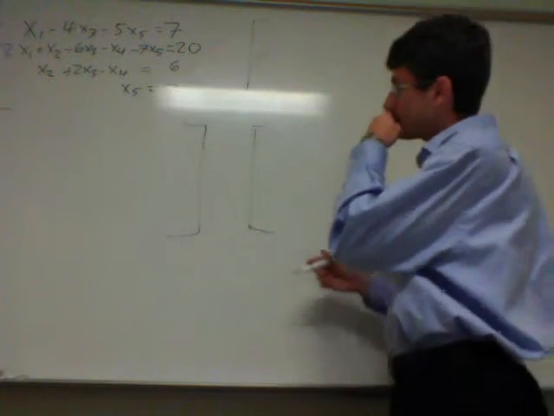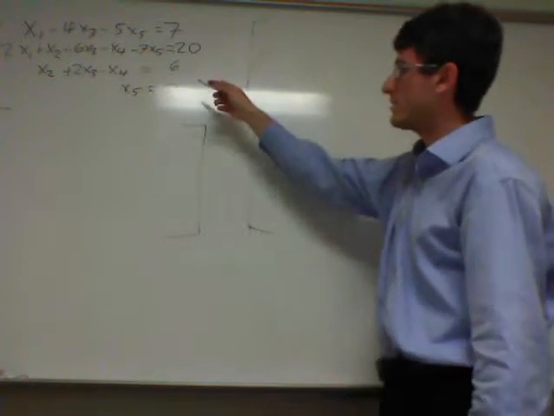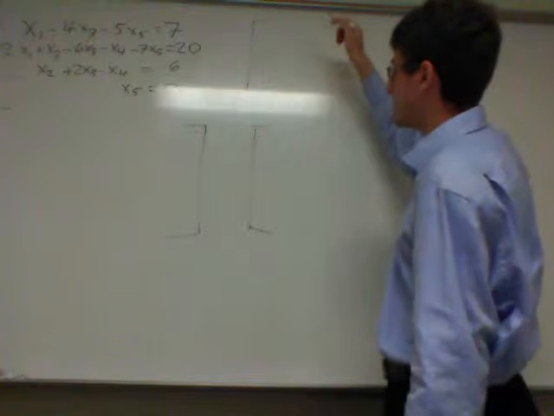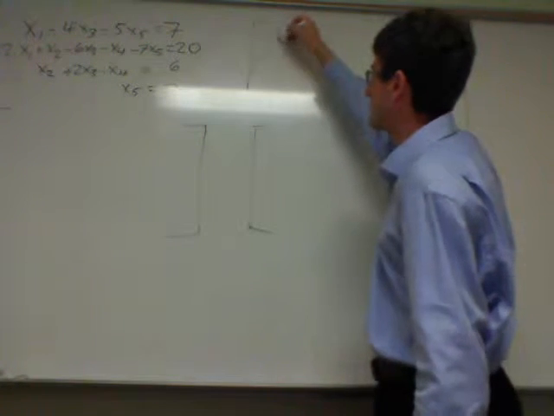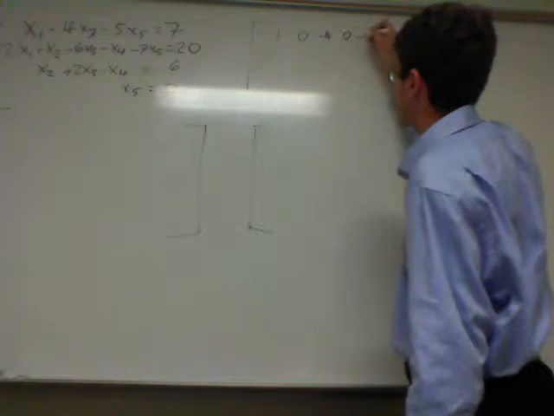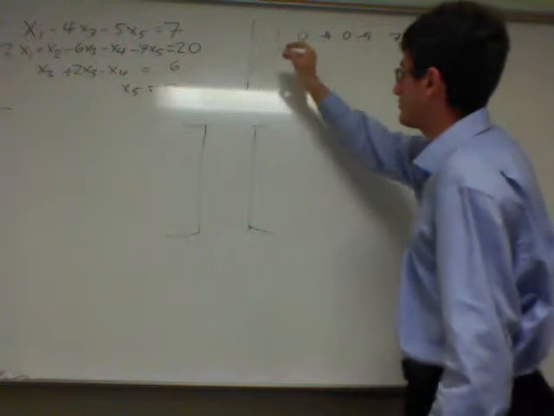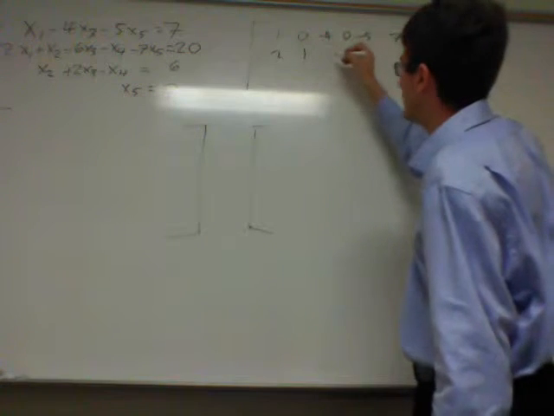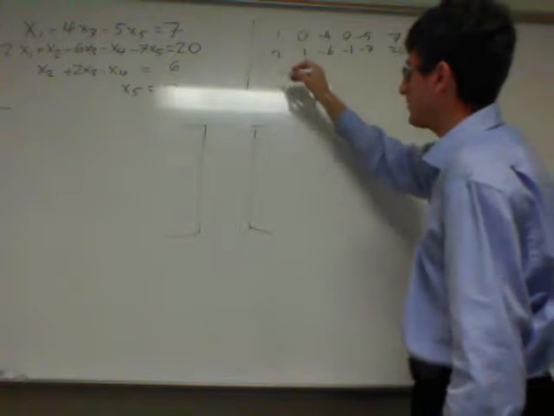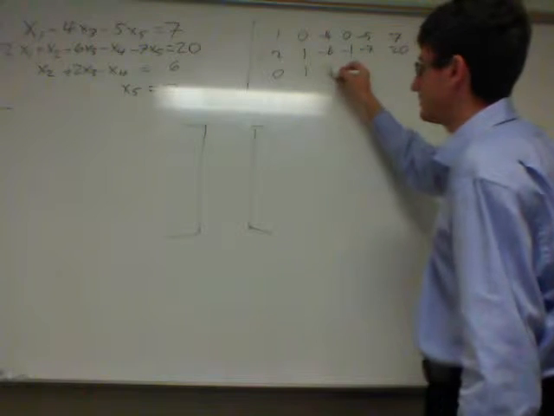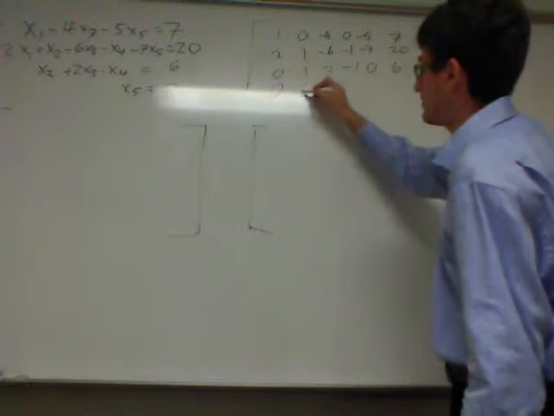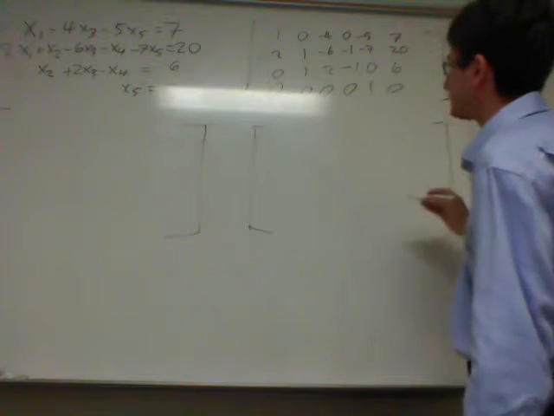To solve this system of equations, we first write it in the form of a matrix. To do that, we write down all the coefficients within the matrix. So in this case, the first equation will be just 1, 0, -4, 0, -5, 7. Second equation will be 2, 1, -6, -1, -7, 20. Third equation will be 0, 1, 2, -1, 0, 6. And the last equation is just 0, 0, 0, 1, 0.